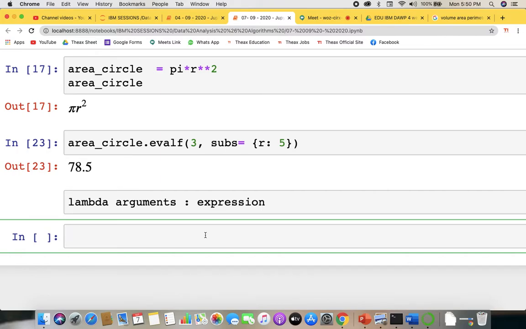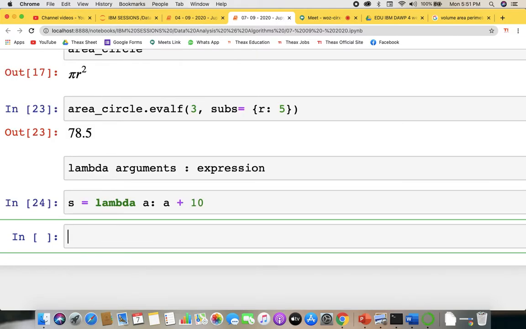So let's give a small example so you can understand it very well. We're going to create a lambda that adds some value to the number passed in as an argument. Let's say this is my s, and I'm using lambda. I say lambda a: a plus 10. What can you see here? This is a lambda function that adds 10 to the number passed in as an argument.